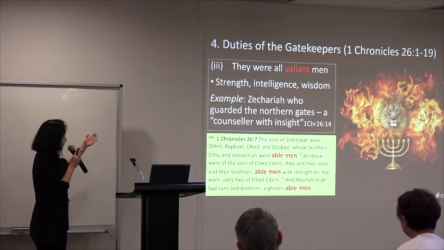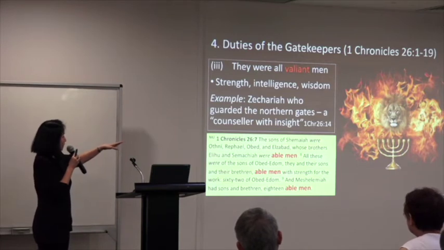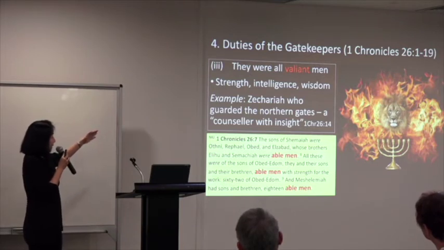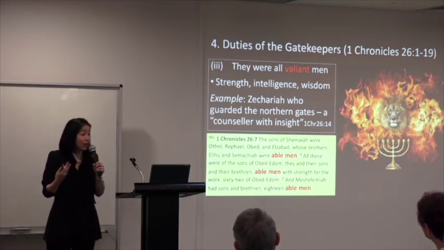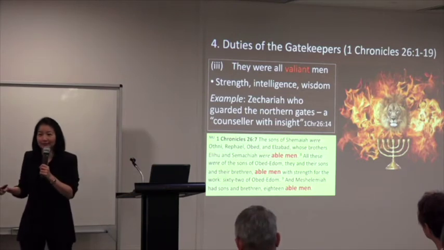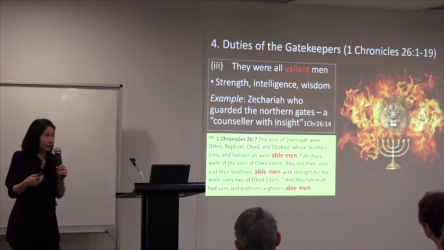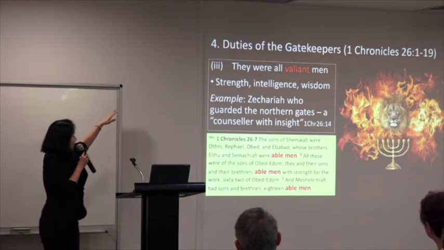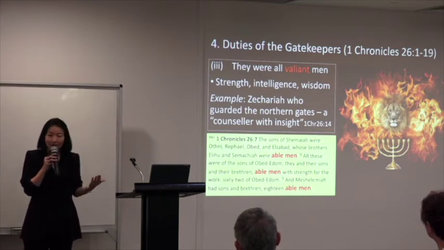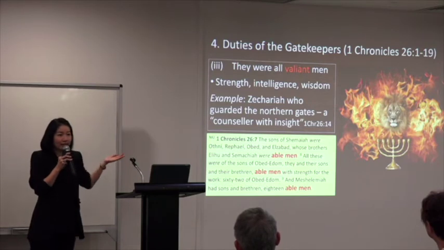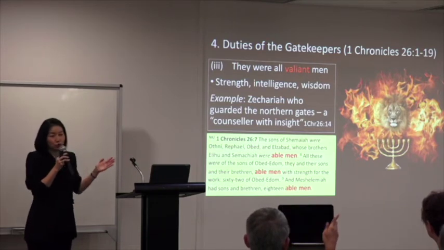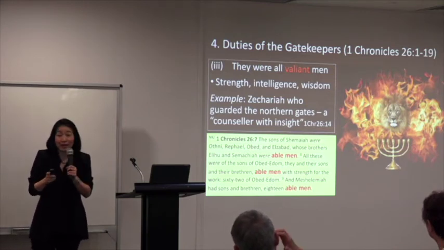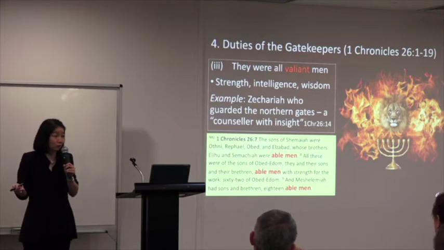But anyway, they were valiant gatekeepers. An example in 1 Chronicles 26:14, Zechariah guarded the northern gates at that time, and he was described to be an advisor or counselor with insight, someone intelligent, like Ahithophel. Or like in our time, maybe Richard Lee, a minister that was good and smart. So they were valiant, they were strong, they were smart, they were wise. So I want to be a gatekeeper now.